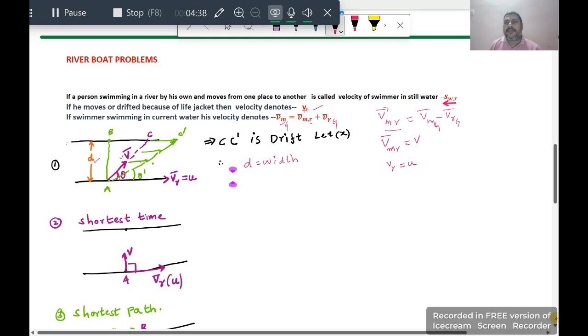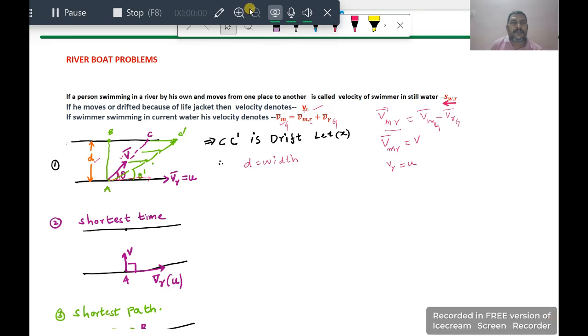So this I will represent. When I give V, it means the velocity of the person or swimmer with respect to river, or in still water. And Vr is the velocity of the river. So D is the width now. We started V by making angle theta with the river velocity. Theta is the angle between the direction of the person swimming and the river velocity.